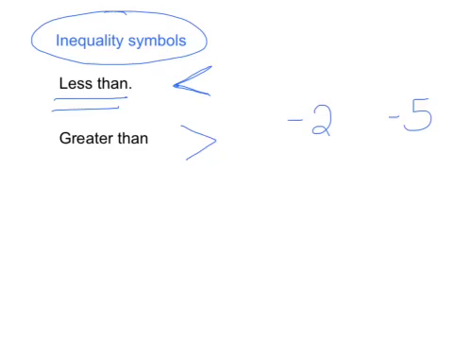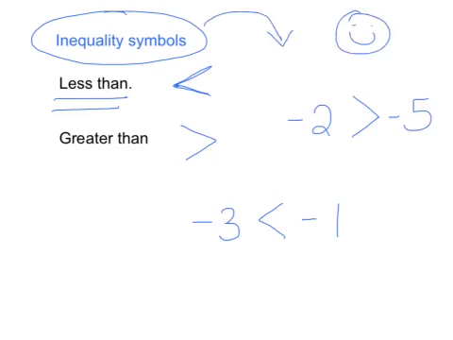So -2 is actually greater than -5. Now, what if I do something like this? -3 and -1. Well, the larger the number, the more negative it is. So -3 is actually less than -1. So sometimes when we're talking about negatives, we actually want to use inequality symbols to compare them.